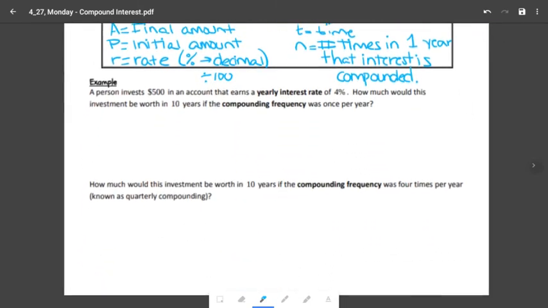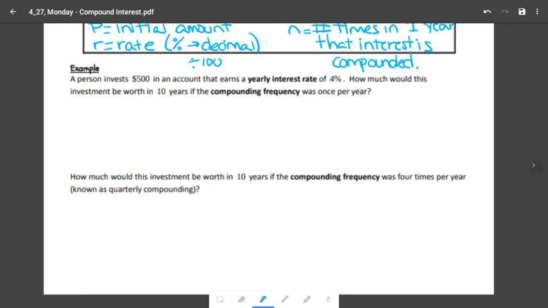So for this first example here, it says a person invests $500 in an account that earns a yearly interest rate of 4%. How much would this investment be worth in 10 years if the compounding frequency was once per year? Now, first thing I want to point out is there is this new word, compounding. Anytime you are meant to use this formula compared to last week's, the word compound will be in the problem. So here is my formula.